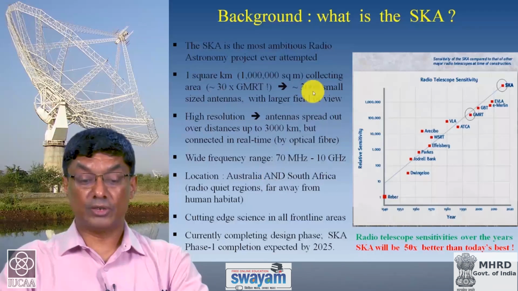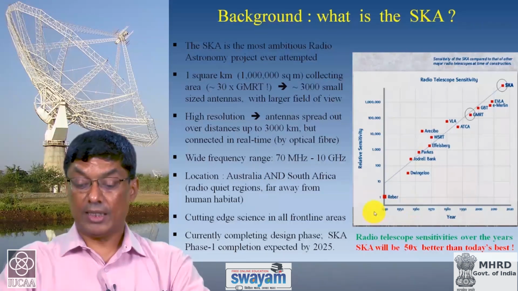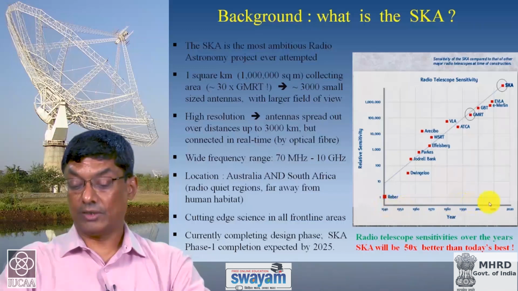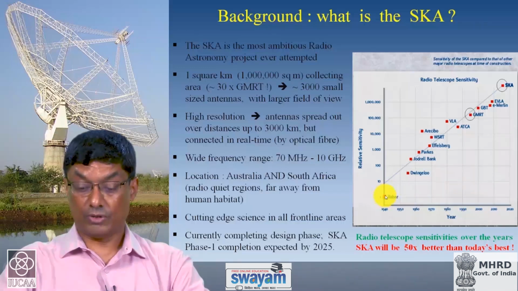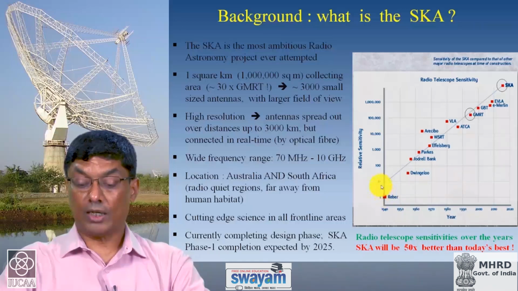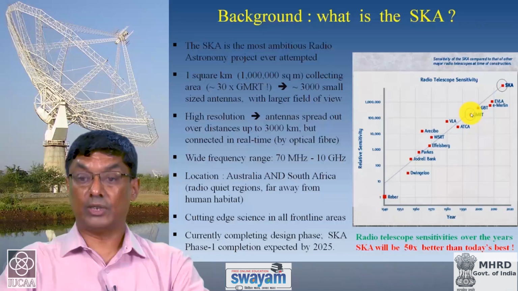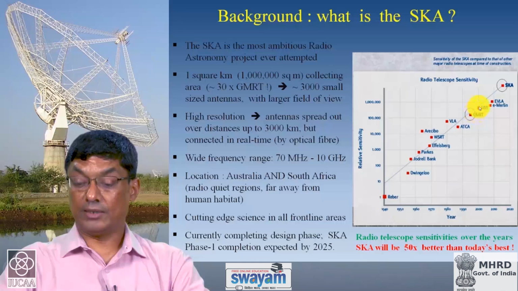So, this is the most ambitious radio astronomy project ever attempted, and to understand that, there is a plot here which shows, as a function of time, that is over the years since Grote Reber, whom we talked about earlier, built his first radio telescope back in the 1940s, how the sensitivity of radio telescopes has improved over the years. And somewhere here you see the GMRT at the time when it was conceptualized and then built, and the upgraded GMRT would fall again on this line somewhere over here.